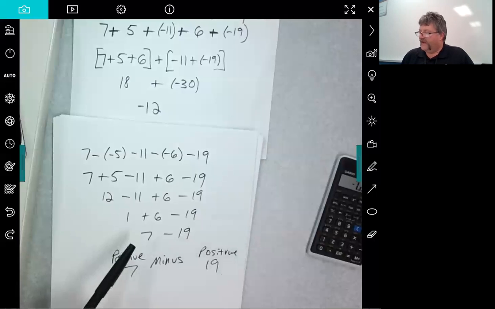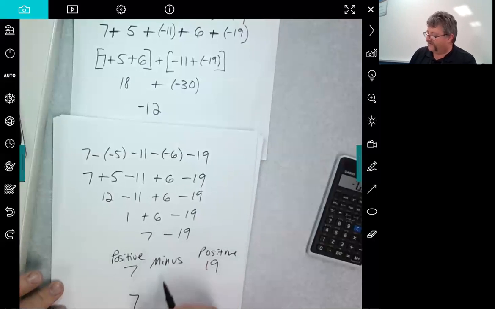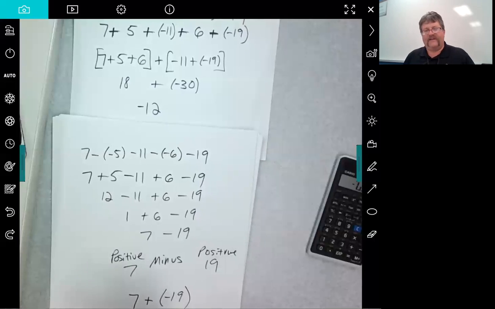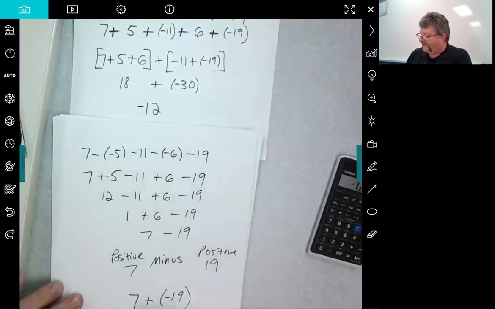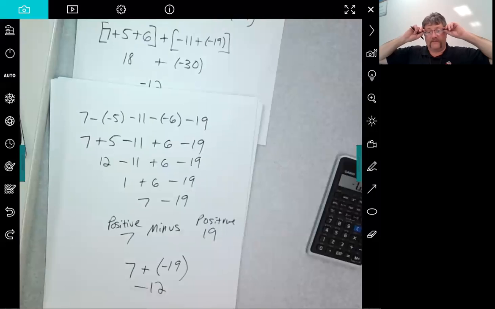What do I see? I see a positive 7 and I see a negative 19, and I'm going to add them together. That's not what it says, but that's what I see, because I know I can leave the 7 alone, I can change the minus to plus, and I can change that to a negative 19. It's easier to add than it is to subtract. So I'm just going to add a 7 and a negative 19 together in my mind, and I'm going to get a negative 12 when I do that. Okay, so that's how I would tackle this one by hand.